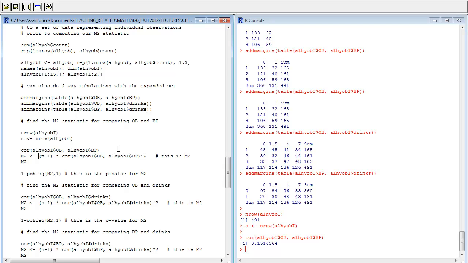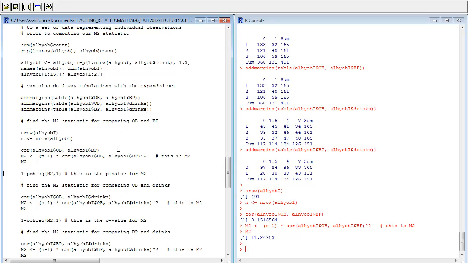And then my M squared, so my formula is n minus 1, and then the square of the correlation. So there's my square. So I'm going to save it and print it. Right, so I end up with an M squared of 11.27, and that is for comparing obesity with blood pressure.